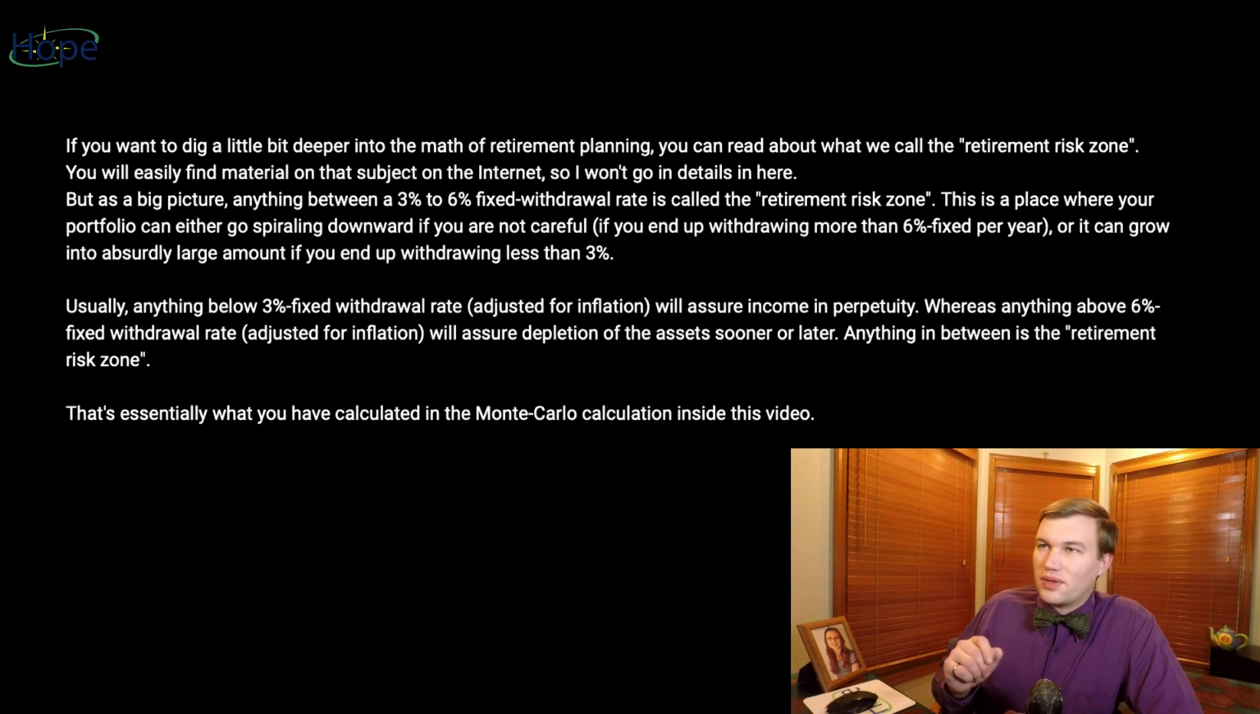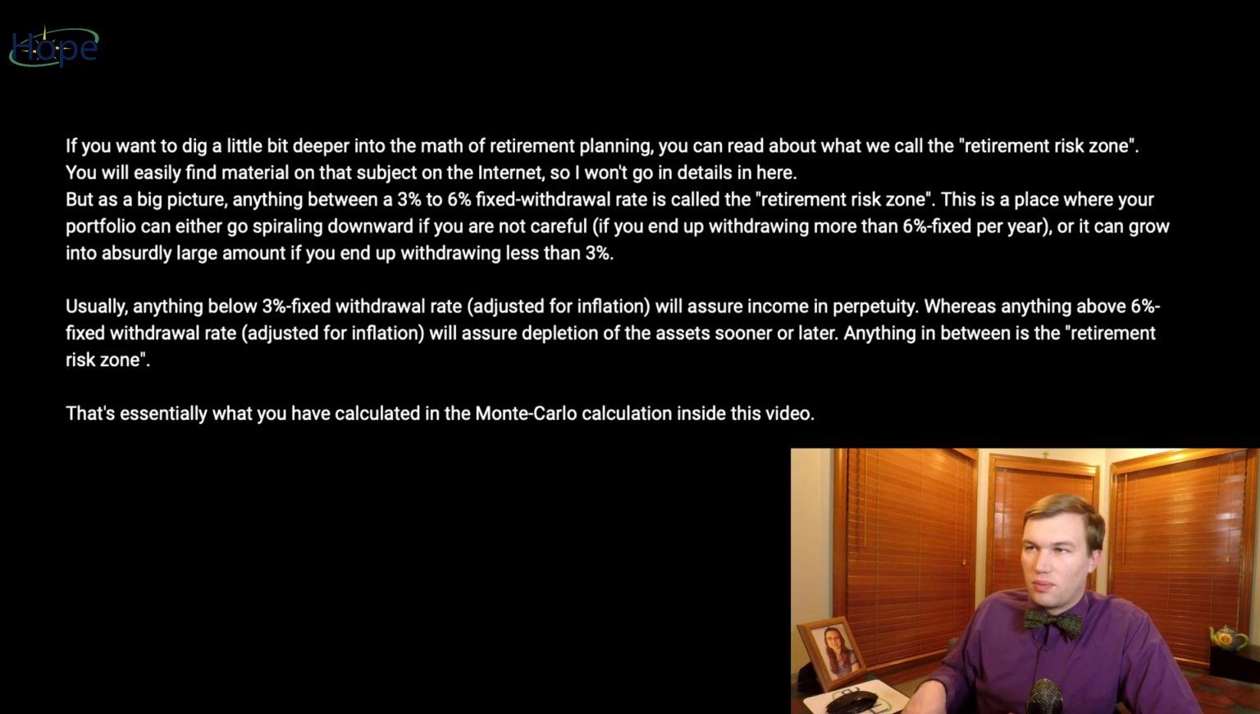Comment reads, if you want to dig a little deeper into the math of retirement planning, you can read about what we call the retirement risk zone. You will easily find material on the subject on the internet, so I won't get into the details here. But the big picture, anything between a 3 to 6% fixed withdrawal rate is called the retirement risk zone. This is a place where your portfolio can either go spiraling down if you are not careful, if you end up withdrawing more than 6% fixed per year, or it can grow into an absurdly large amount if you end up withdrawing less than 3%.